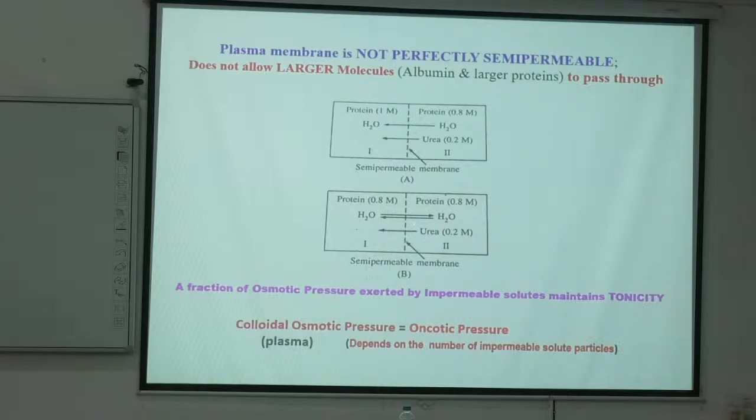So, colloidal osmotic pressure, which you will be reading, that is in the plasma. Many a time you will see that it is not written colloidal osmotic pressure, but oncotic pressure. The reason is that it is because of the plasma proteins which are impermeable.